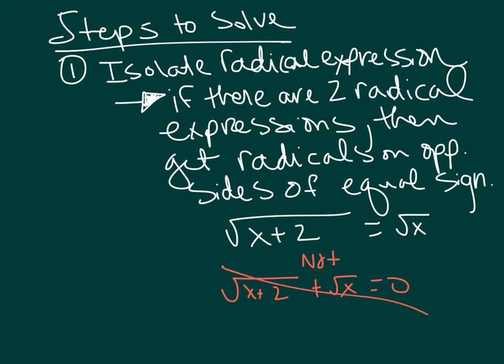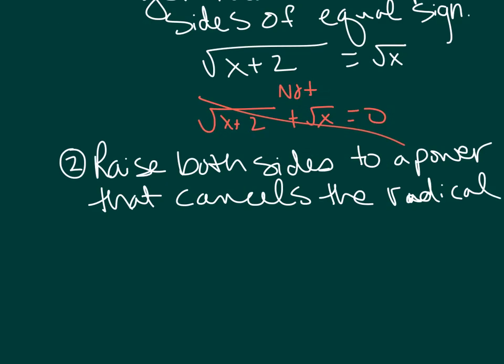Then the next thing, you'll want to raise both sides to a power that cancels the radical. So let's say that I had the square root of x plus 2, and just to simplify it, let's say that we've got 4 on the other side. The opposite of a square root is squaring something. But what you do to one side, you have to do to the other, and you do it to the whole side. And then from there, you'll just solve it like normal.